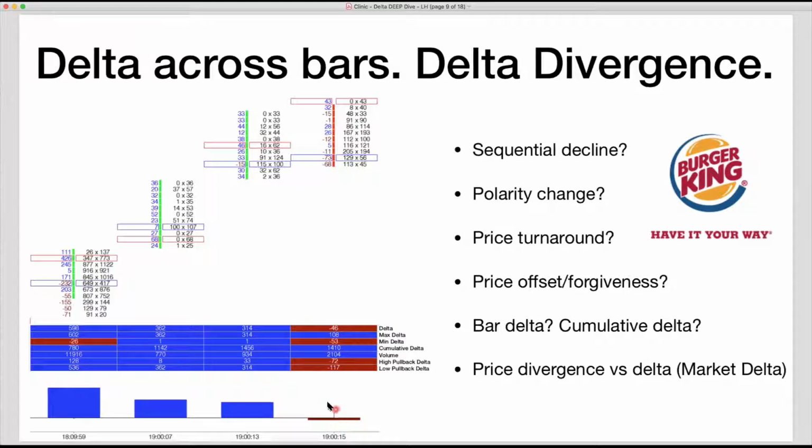So, here are some filters. Do we need the polarity to change? Do we want to see a sequence of declining values? Do we want price to turn around? Do we actually want this price action, God, I hate that phrase, to confirm what we're seeing in the volume? That seems a bit upside down to me because volume moves price, but there we go.